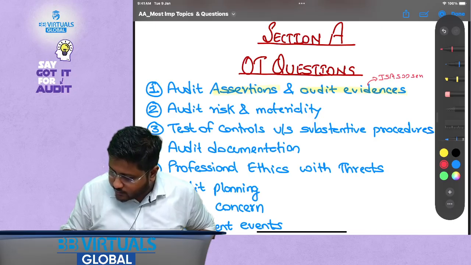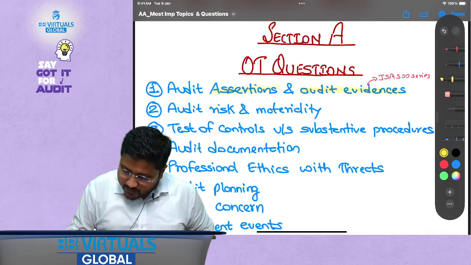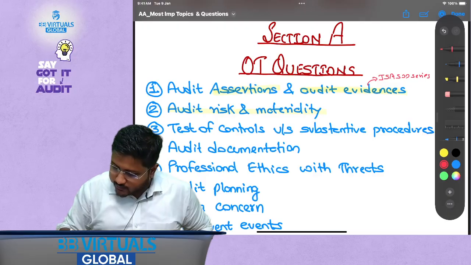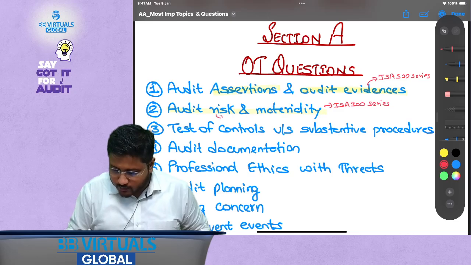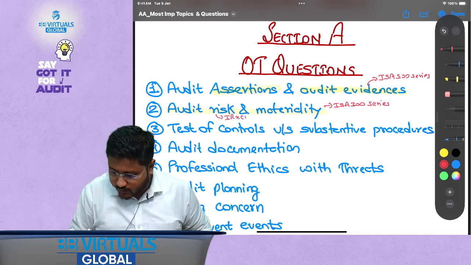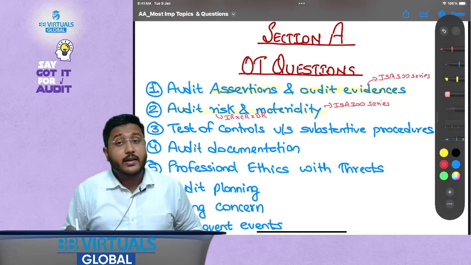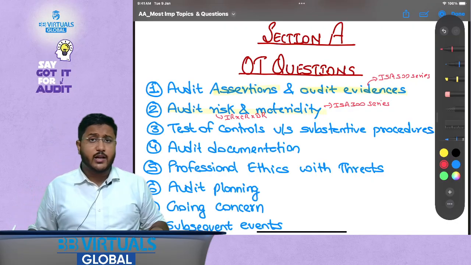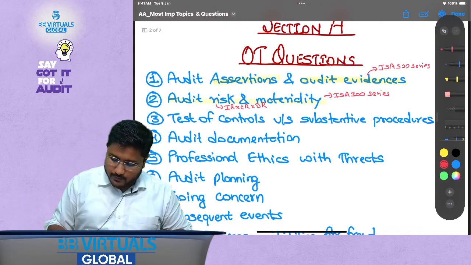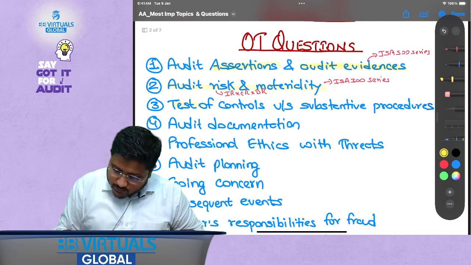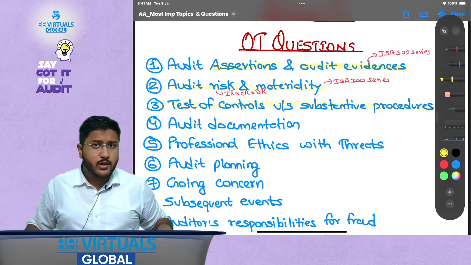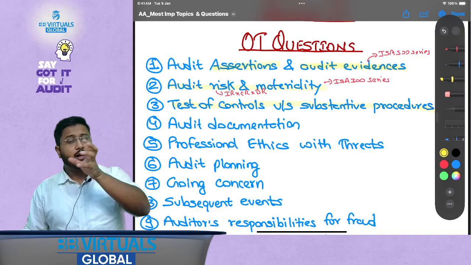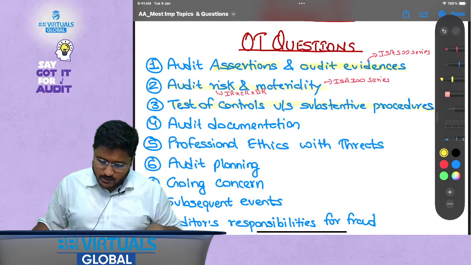Then audit risk and materiality. Audit risk and materiality is fully the ISA 300 series. Audit risk is also defined as IR into CR into DR, remember? And materiality: what is considered as materiality, what is performance materiality, all those concepts. Then tests of controls versus substantive procedures, that is, what is the significance of tests of controls while framing an opinion, and what effect does it have on the substantive procedures and their basis.